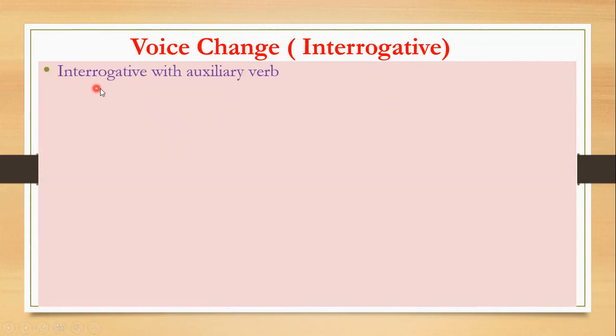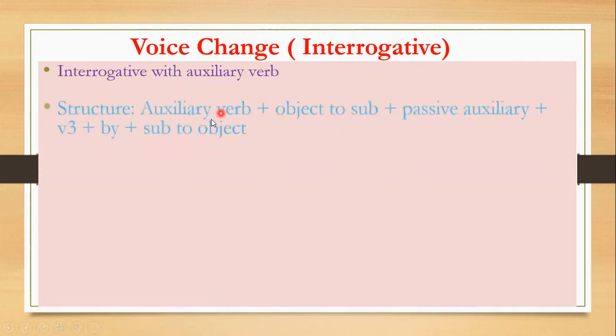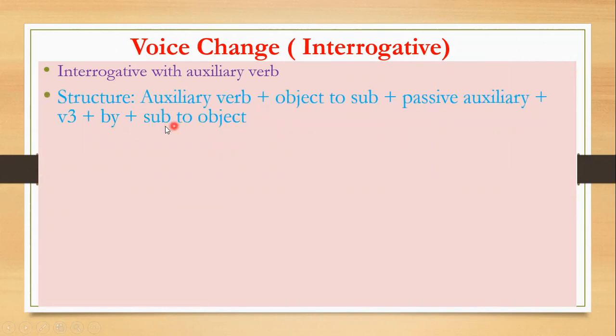At the very first, interrogative with auxiliary verb. I have written the structure. How will you change the active voice into passive? The auxiliary verb should be written first because the sentence will be interrogative. Then object to subject, then passive auxiliary, then V3, then by, then subject to object. There is a sentence and it's of course active: Does he phone me? So boys and girls, the answer will be: Am I phoned by him?